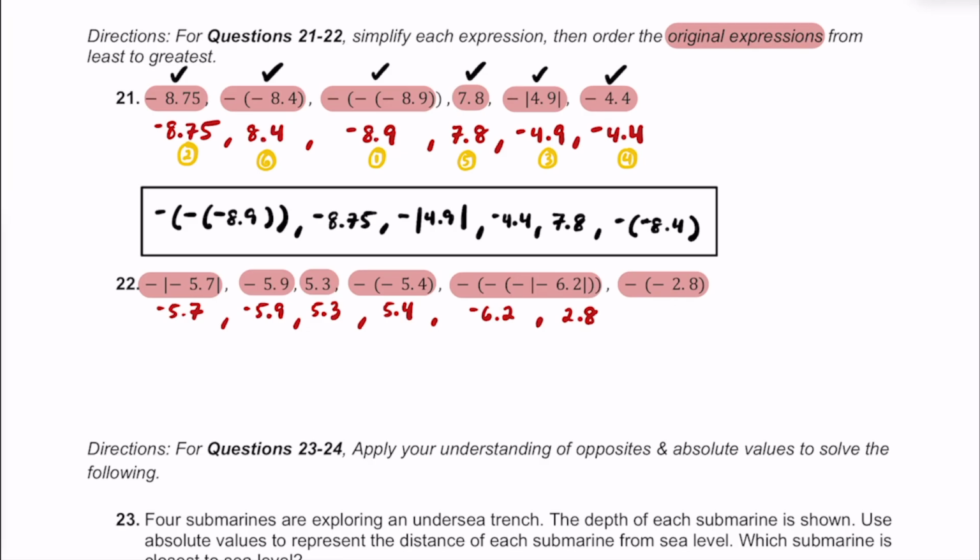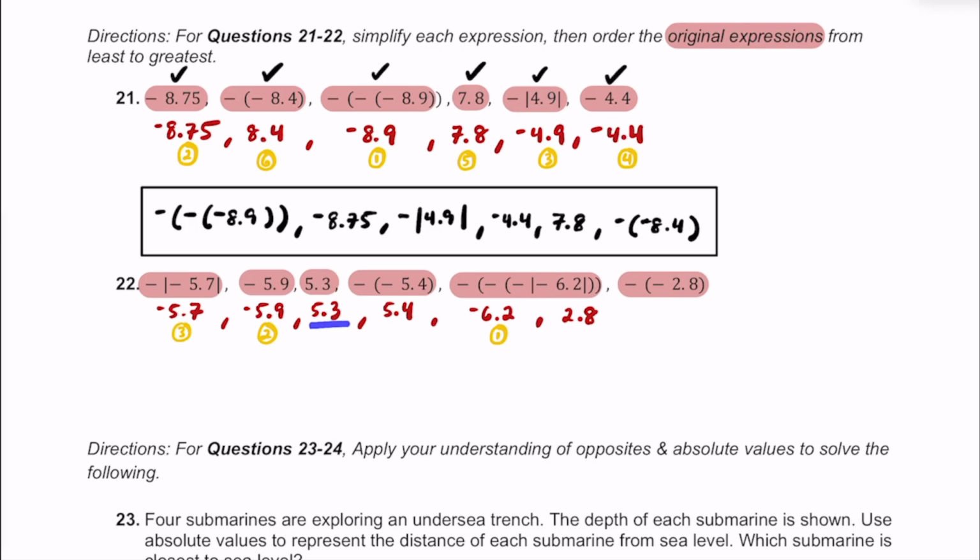Okay, so out of these ones, which ones are going to be the smallest? Well, let's look at the 3 negative values first. Out of these 3 negative values, negative 6.2 is definitely going to be smaller than the other 2 values. That's the smallest. Then between this negative 5.7 and negative 5.9, which one is a little more to the left on the number line? That would be negative 5.9. And so negative 5.7 is going to be the biggest of all of our negative numbers here.